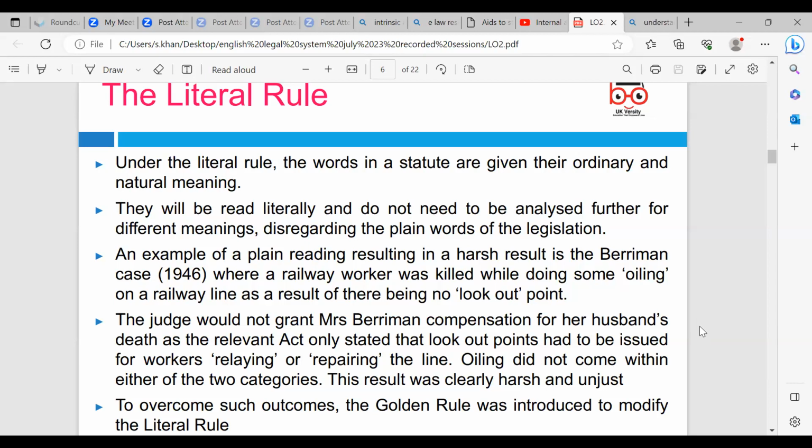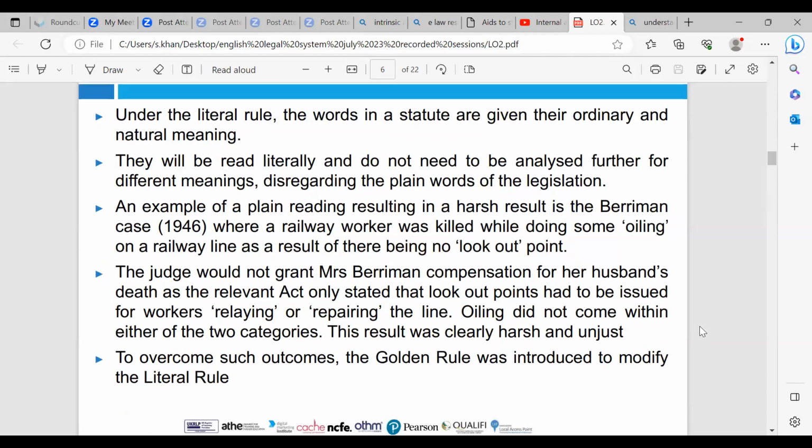a rail worker was killed while doing some oiling on a railway line as a result of there being no lookout point. The judge would not grant Mrs. Berryman compensation for her husband's death, as the relevant act only stated that lookout points had to be issued for workers relaying or repairing the line. Oiling did not come within either of the two categories. This result was clearly harsh and unjust, and to overcome such outcomes, the golden rule was introduced to modify the literal rule.